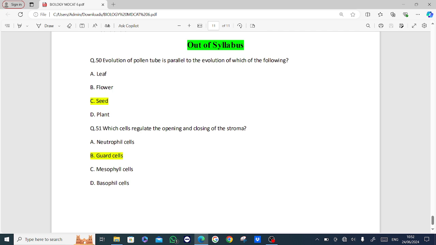Next MCQ is, which cells regulate the opening and closing of the stomata? Options are neutrophil cell, guard cells, mesophyll cells, basophil cells. Answer is option B, guard cells.